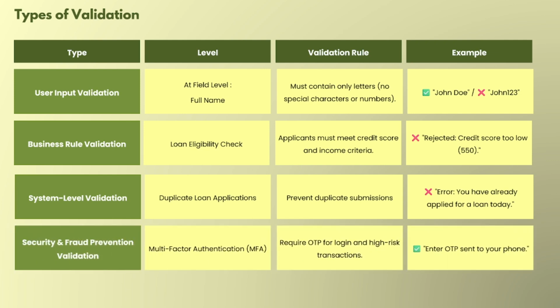Then the last is security and fraud prevention validation. Here we provide multi-factor authentication. Now see the difference between error handling and validation here. In error handling, once we enter into the system, it starts working, something is happening. But in validation, it is happening before we enter into the system. Here we go through multi-factor authentication, means when we try to enter any system login, it requires an OTP for login and high risk transactions. So that OTP gets sent to the phone number of that particular customer.